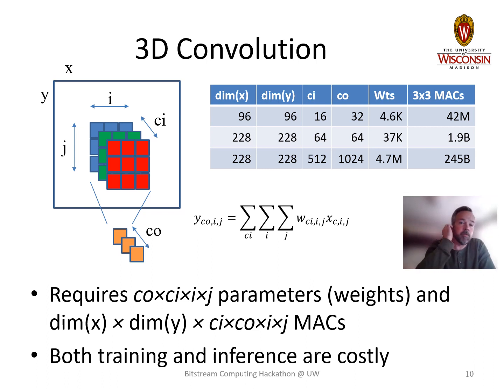So there are some examples here that show, for different dimensions of input, 96 by 96 pixels or 228 by 228 pixels, and different numbers of input and output channels, how many total weights you are going to need in that layer. That ranges from 4,600 for a small one to 37,000 for a medium-sized one to 4.7 million parameters for a large one, and the number of multiply accumulate operations that you need to apply to evaluate that layer now ranges from 42 million to a couple billion to 245 billion.